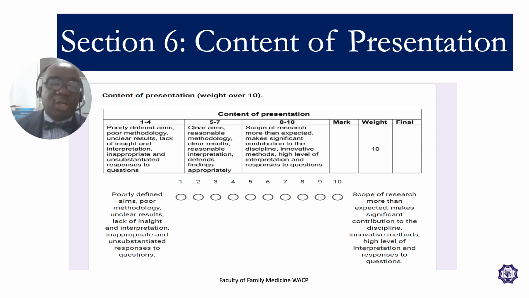You also score the content of the presentation. And in terms of content, you'll be looking at whether it's poorly defined aims, methodology, unclear results, and lack of insight and interpretation, or you will have very clear content of presentation. In this case, because it's about research and it's a journal critique, we've brought out the rubric to indicate what is poor, and what is excellent, and what is acceptable.